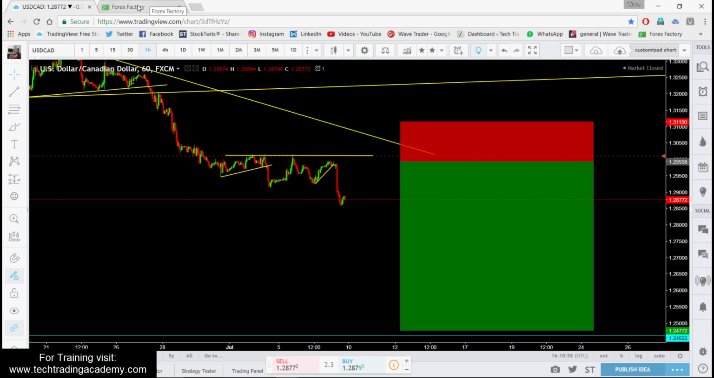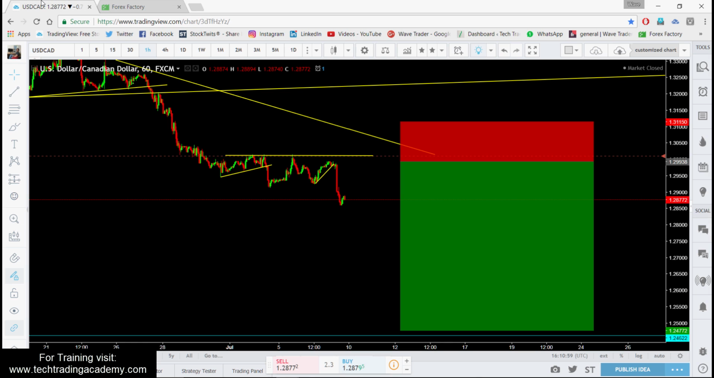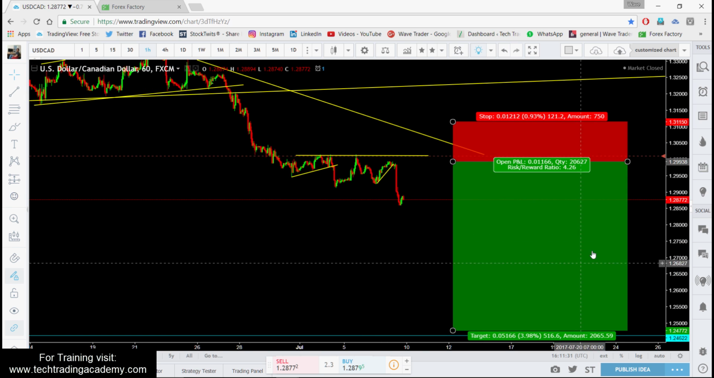So why are we anticipating further downside of this pair? Because the Bank of Canada monetary policy statement is just coming, with a press conference and rate decision. They are going to raise the interest rate. The pair is already trending to the downside, so Bank of Canada can push that pair further to the downside. So we're gonna look for further downside on this trade.